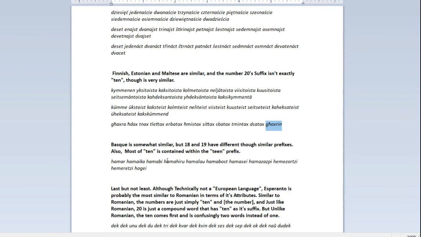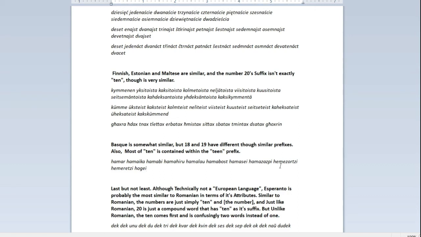So, moving on to Basque, somewhat similar, but for whatever reason, 18 and 19 have different, though similar prefixes. So right here we have Hamar, or however you pronounce it. We have Hamar, and then all of these words from 11 to 17, they all start with Hama. So we have Hamaika, Hamabi, Hamahiru. I'm butchering this to hell, but I don't speak Basque, so don't come at me.